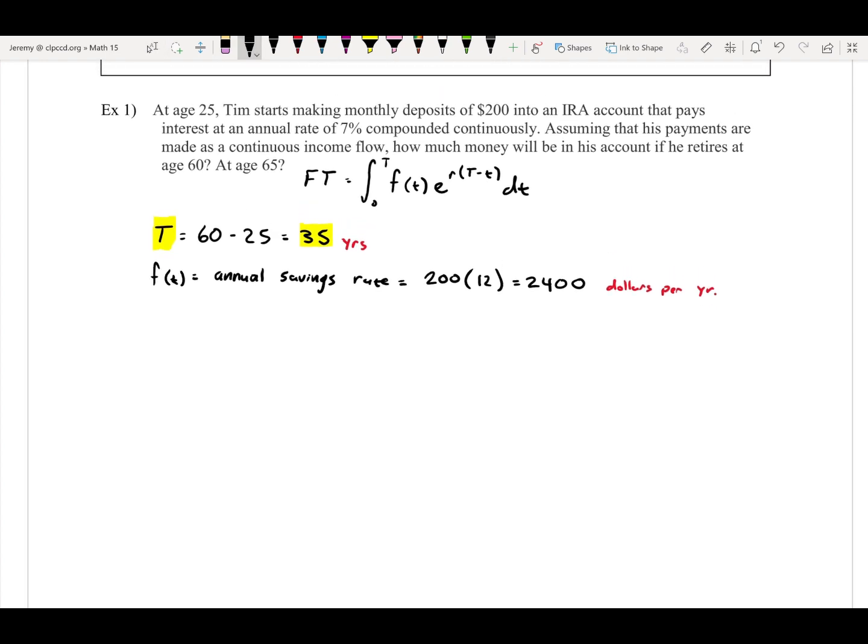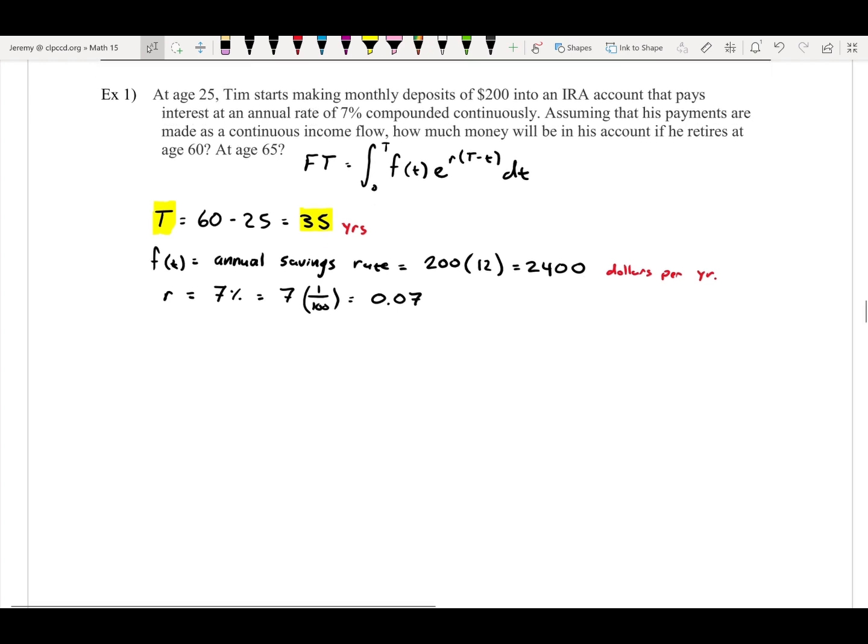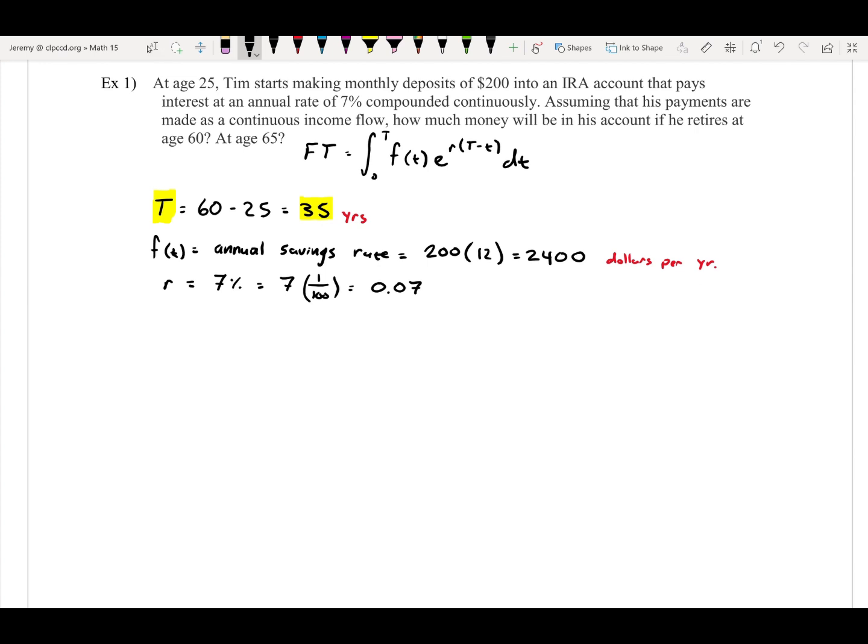Okay, let's keep going. How about r? This is our annual rate of return, in this case, 7%. Remember that percent is per 100, so we just divide by 100. 0.07 will be the decimal form of that rate, and that's what we're going to want to use here. And that is everything that we need, because lowercase t is going to be our variable. So let's set up our integral and find the future value.